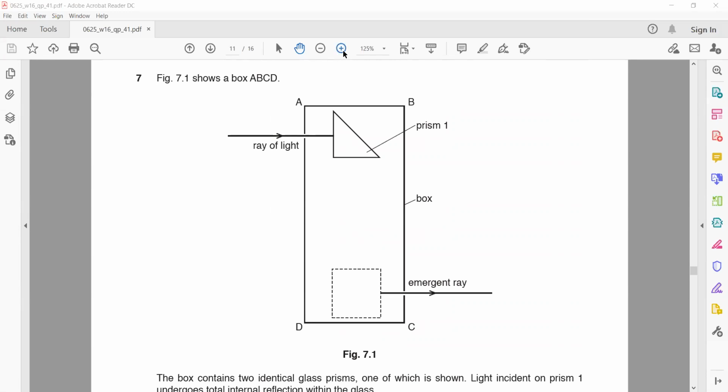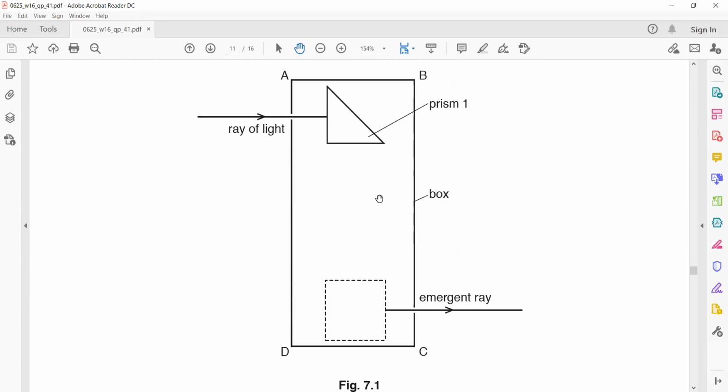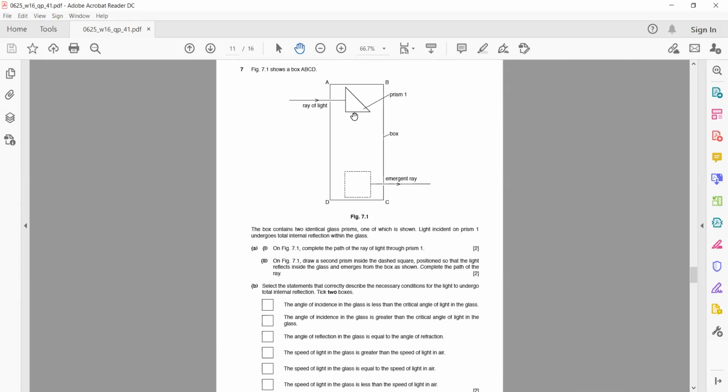Question 7. Is there a doubt in question 7? Question 7 is related to completing a path for the ray. First, it will go straight because it is passing along the normal, then total internal reflection. Then we have to draw another prism so that we can explain how it emerges out. It is passing along the normal, so it will pass straight.